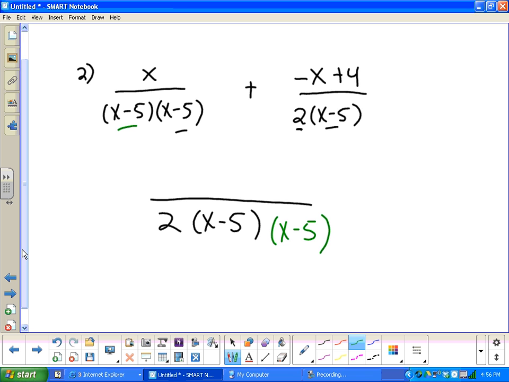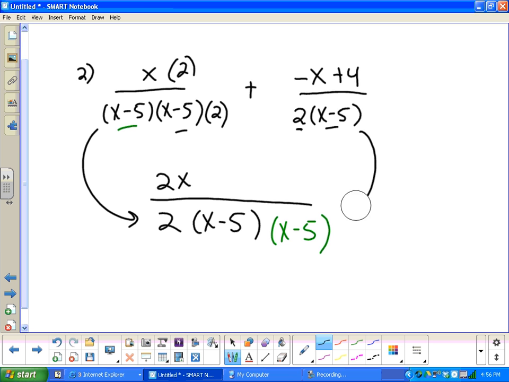Okay, now let's go through and modify my numerator. So from here to here, to get that common denominator, I would have had to multiply that denominator by 2. So I'm going to multiply the numerator by 2. And so that's going to give me 2x. Now when I go from here to here, I'm going to have to multiply, notice, by another x minus 5 down there. So that means I need to multiply my numerator by x minus 5.